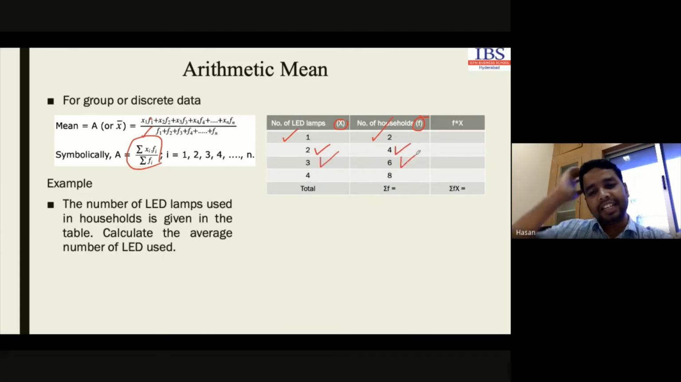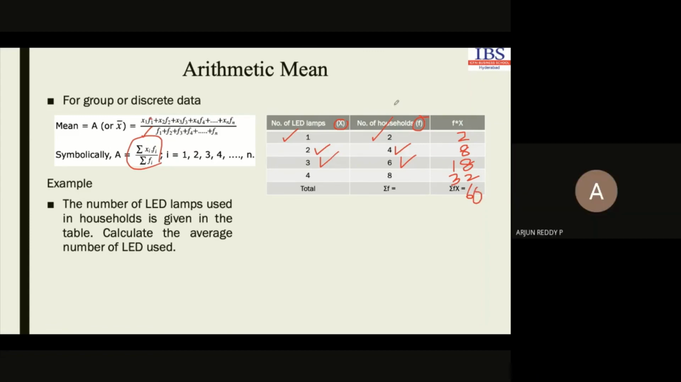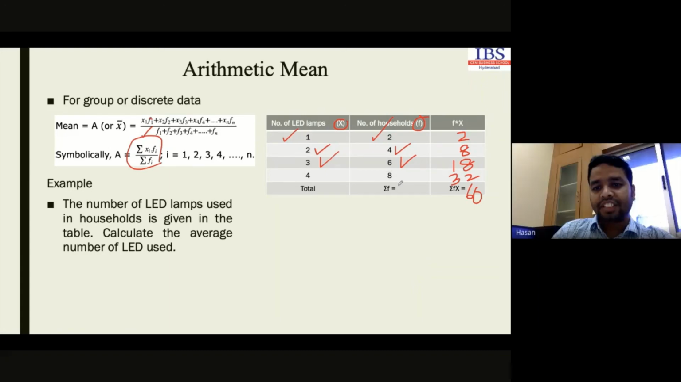So the total LED bulbs for this first category is 2. For the second category, the total LED bulbs is 8. For the third category, it is 18, and for the fourth category, it is 32. Okay, if we add these, it gives a total of 60. Right? Total 60 bulbs. In how many households? 20. The sum of the frequency, yes, 20.